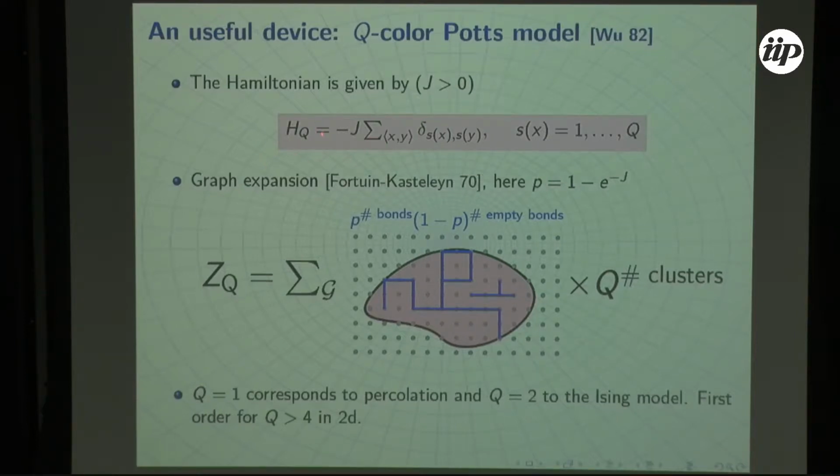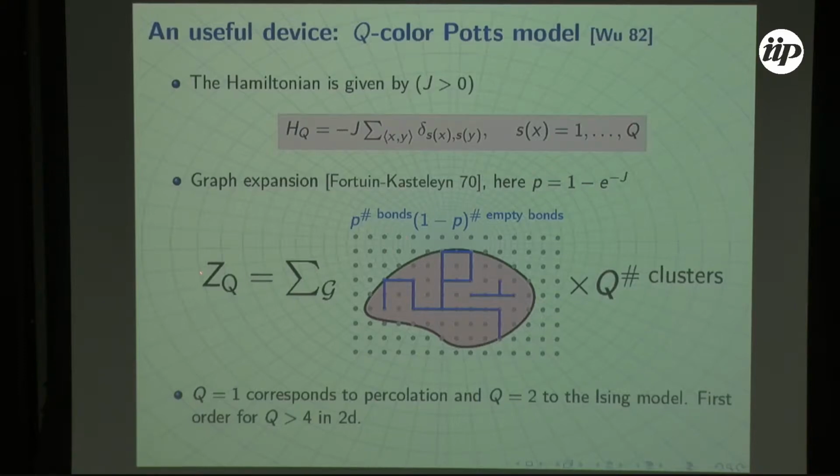Okay, so the Hamiltonian of this model, it's in 2D, it's well known. Well, the Potts model is a simple generalization of the Ising model. So the interaction is ferromagnetic, and delta is the Kronecker delta. S of x are lattice variables. They can take up to Q colors, and Q for me is always an integer.